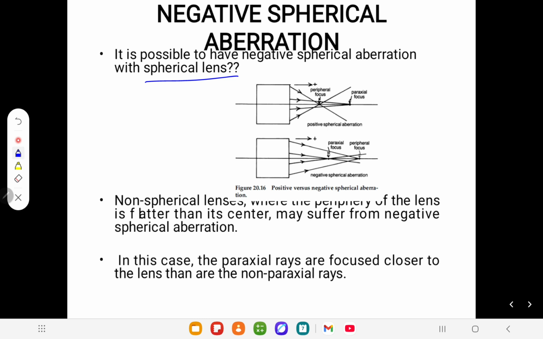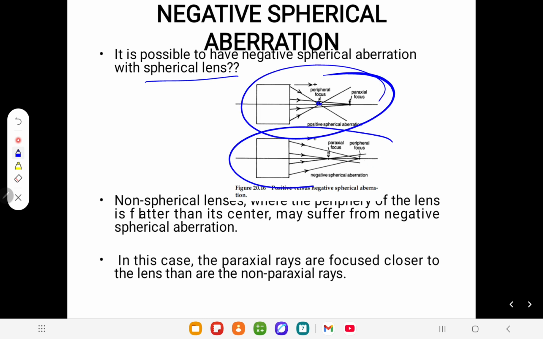It's not at all. So in a non-spherical lens, the peripheral lens is always bent towards the center. Okay, this is positive spherical aberration and this is negative spherical aberration. So paraxial rays focus closer than the non-paraxial rays. It's always that in case of a spherical lens, it is not possible to have negative spherical aberration.